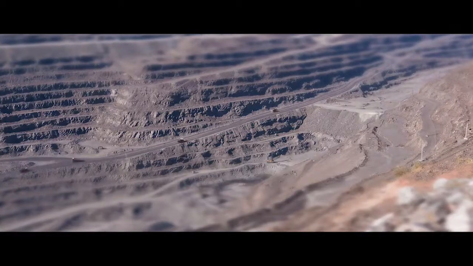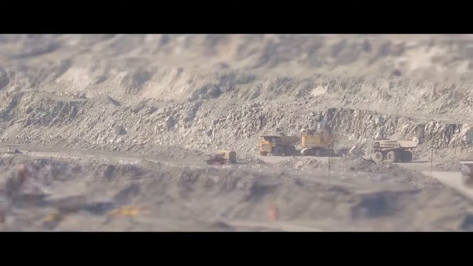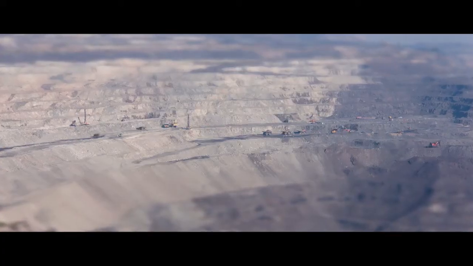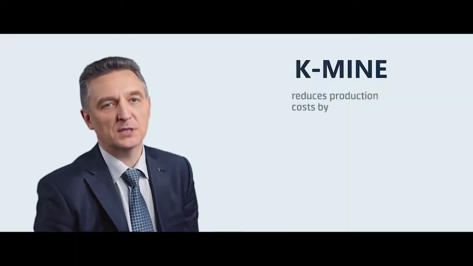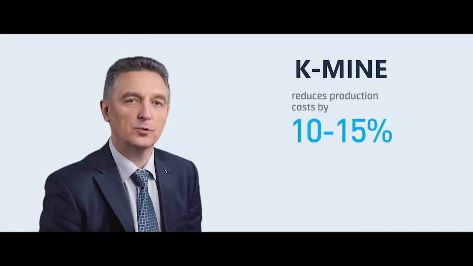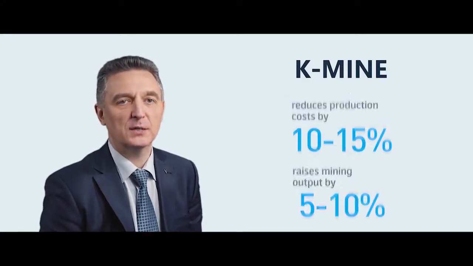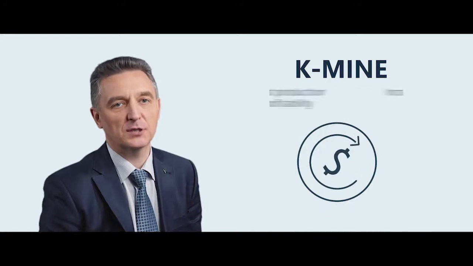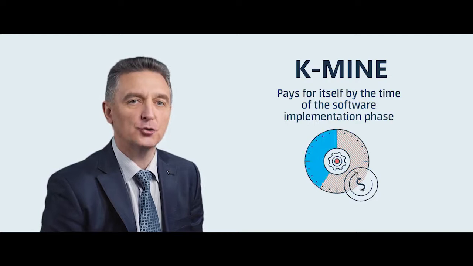Combine integrates dozens of software modules so that they reside on a single platform. This is why it can help you to automate the majority of mine planning and production operations. Combine implementation enables our clients to reduce production costs by 10 to 15%, raise mining output by 5 to 10%, increase turnover, and boost production profitability. By the time of the software implementation phase, Combine has usually already paid for itself.